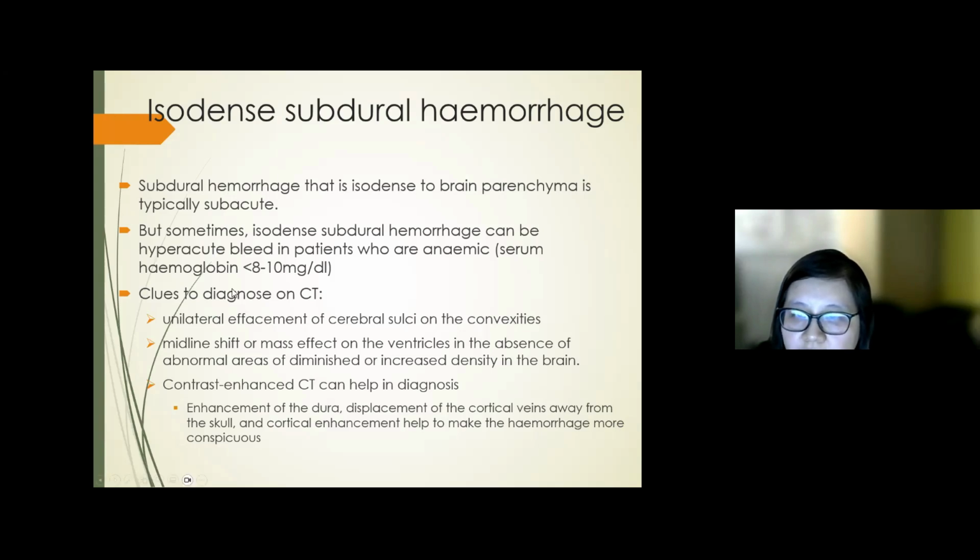So the clue to diagnose on the CT is to look for any unilateral effacement of the cerebral sulcus, any midline shift or mass effect on the ventricle, and also occasionally contrast-enhanced CT can help in the diagnosis, which shows the presence of enhancement of the dura, displacement of the cortical vein away from the skull, and cortical enhancement that help to make the hemorrhage more conspicuous.